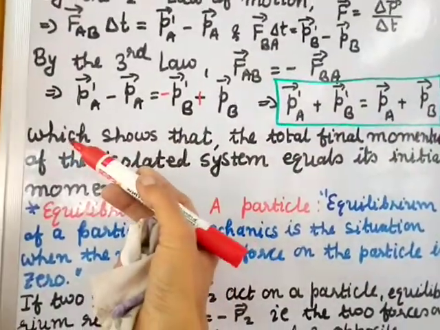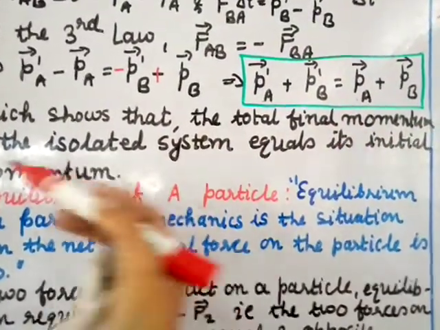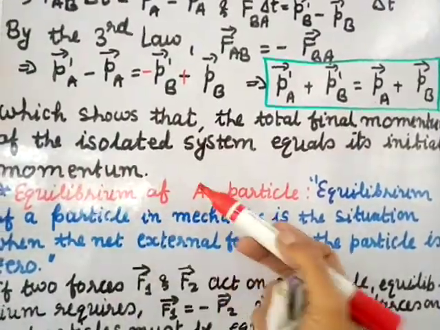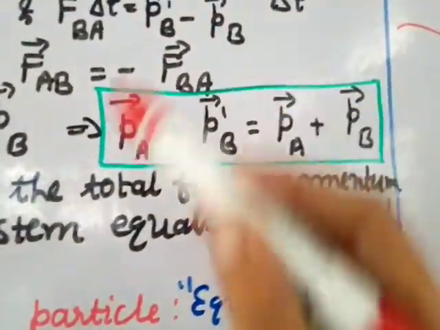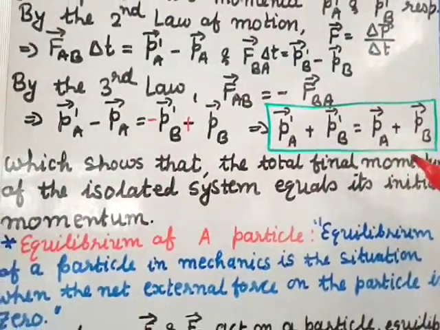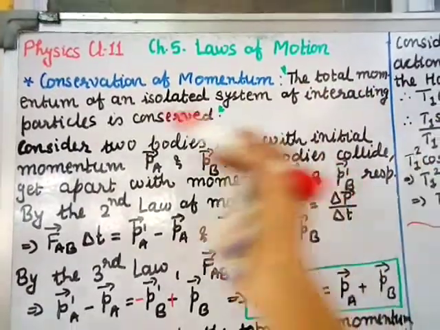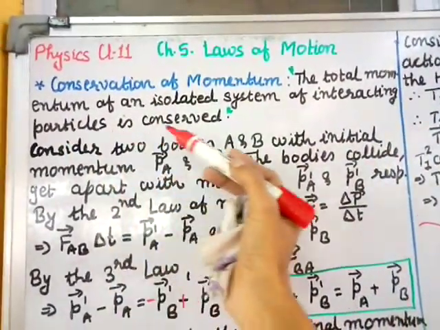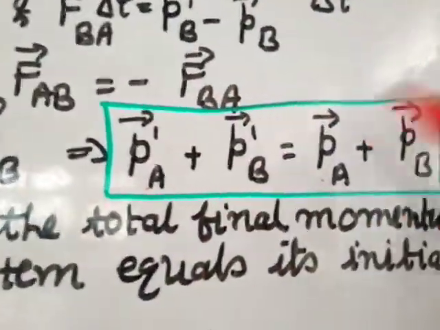This shows that the total final momentum of the isolated system equals its initial momentum. That is what the law of conservation says. You can read it once again so it will be more clear: the total momentum of an isolated system of interacting particles is conserved. The final momentum is equal to the initial momentum.